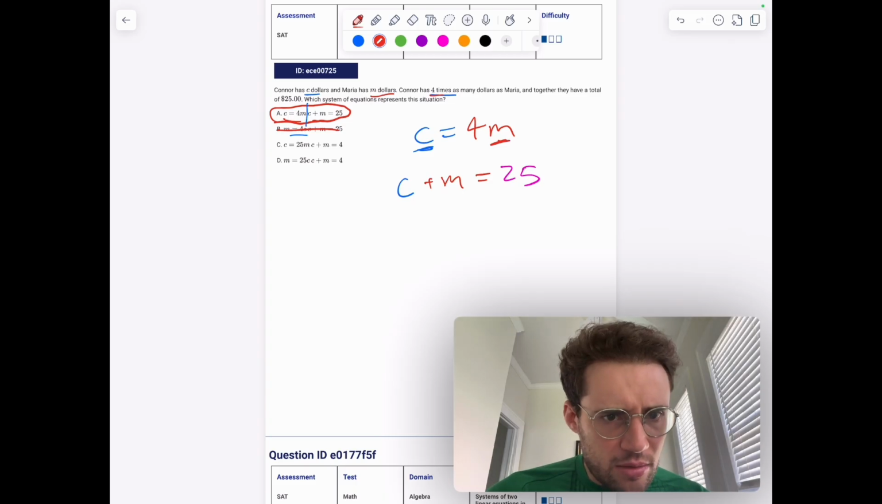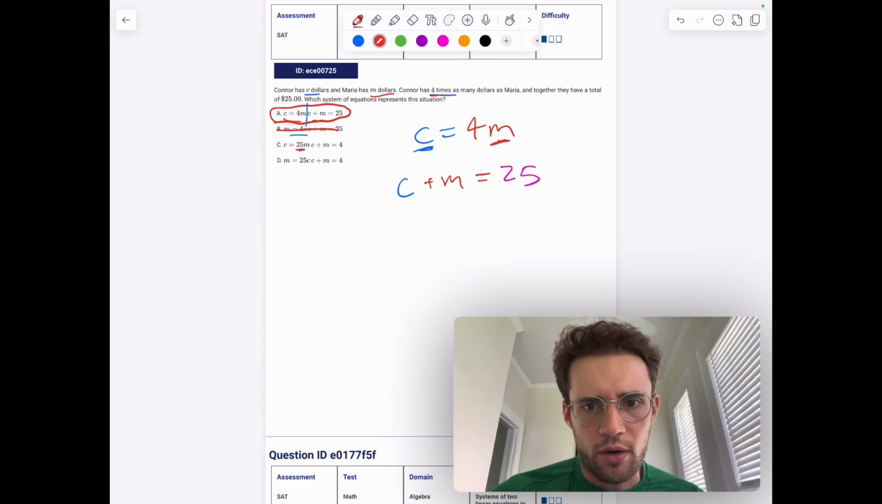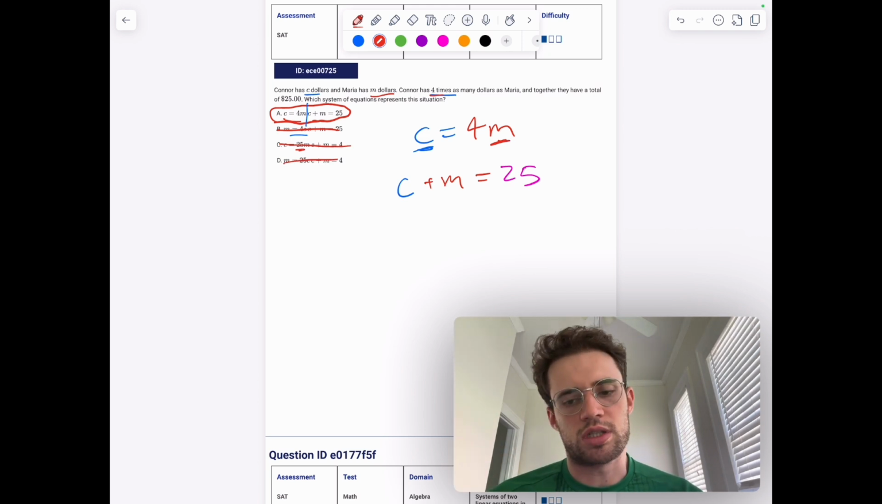And then C equals 25M. So yeah, the 25 is supposed to be for the total money they have when you add them up, not what you have to multiply. So it's not that. Same thing here. And they also switched the variables.